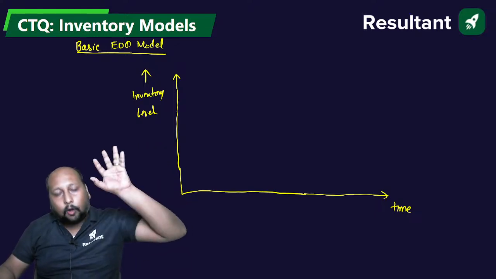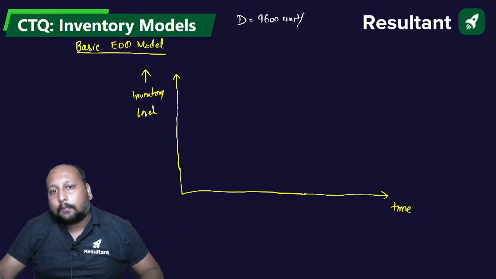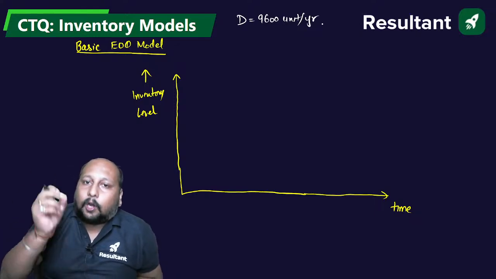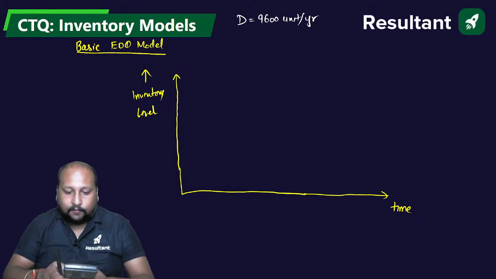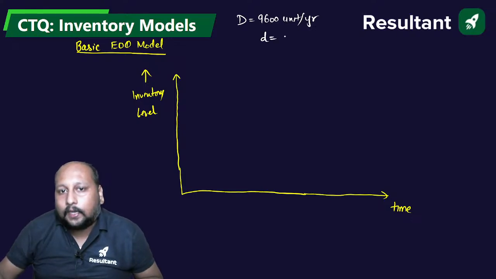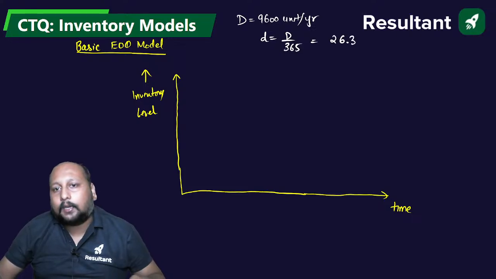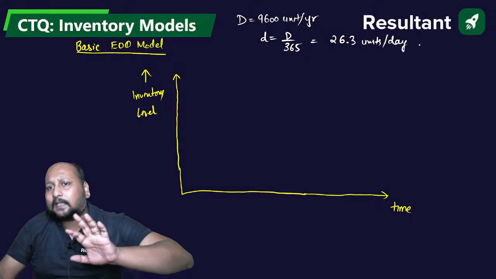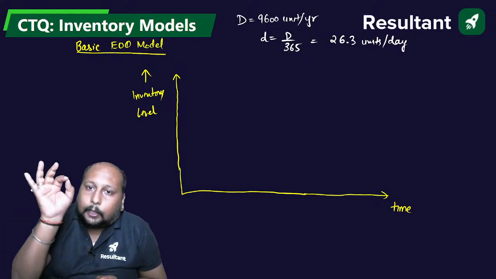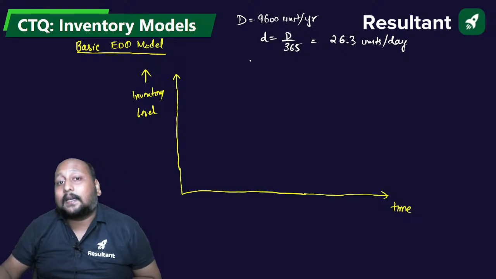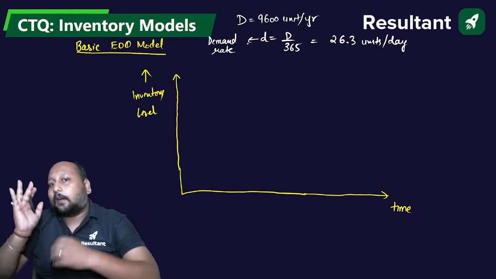Let us suppose, if I take the same example, capital D is equal to 9,600 units per year. Can you tell me how many units will be required in one day? Let us divide 9600 by 365. If I calculate small d, that is equal to capital D by 365, that is somewhere around 26.3 units per day. This is not even required for solving, only for making you understand. That means on a daily basis 26.3 units is required, or we can say this is the demand rate, or consumption rate also.